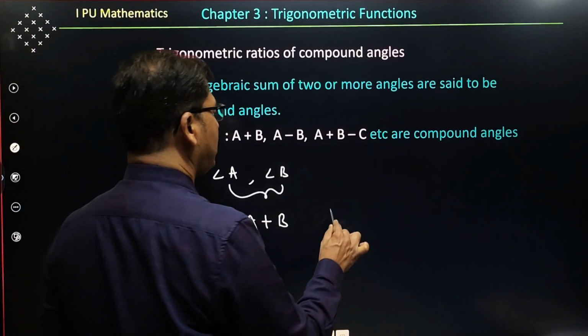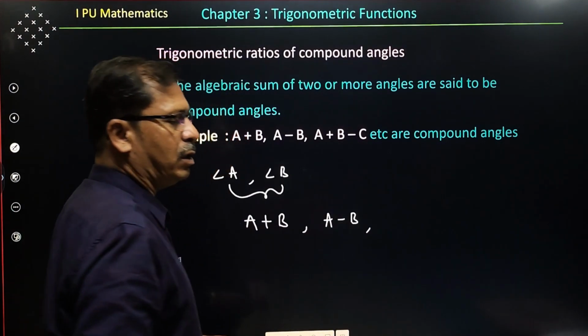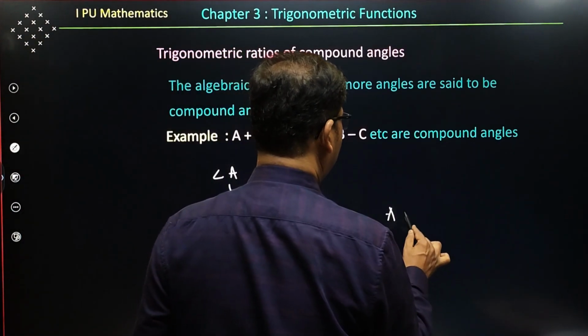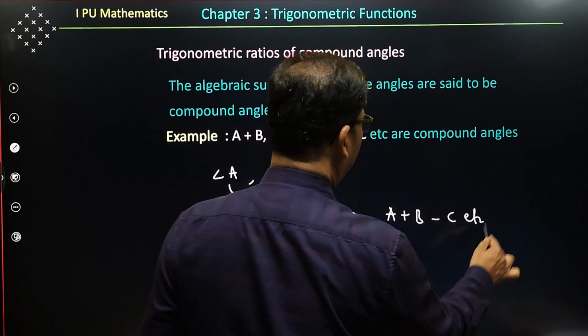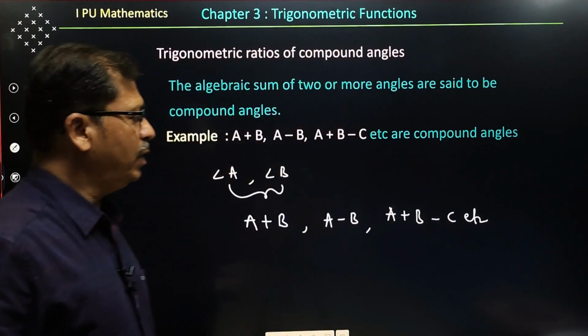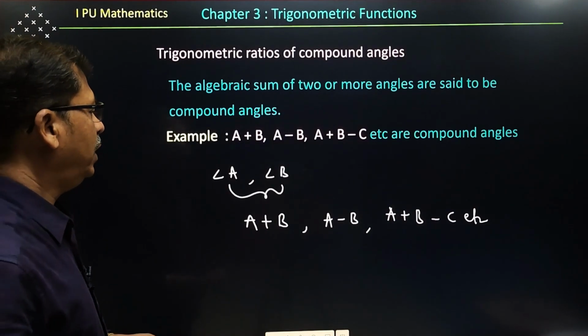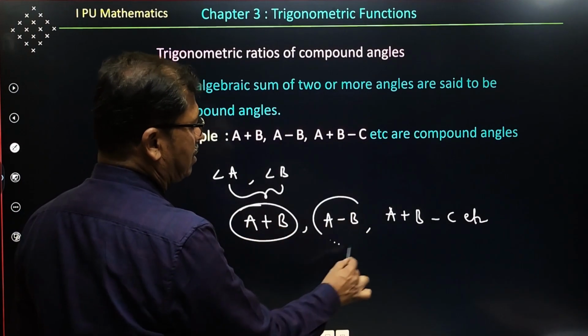You may take the difference also, A minus B. This is also going to form a compound angle. You may take A plus B minus C, etc. So these are all compound angles, and you are mainly concerned with only two angles. Two compound angles. One is A plus B, another one is A minus B.